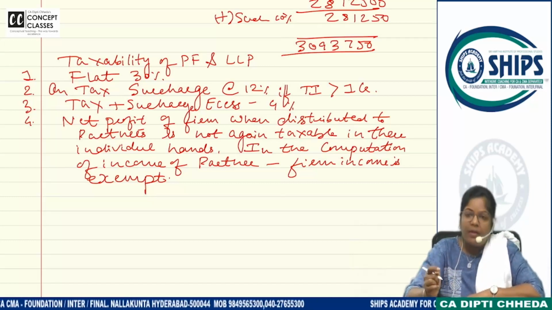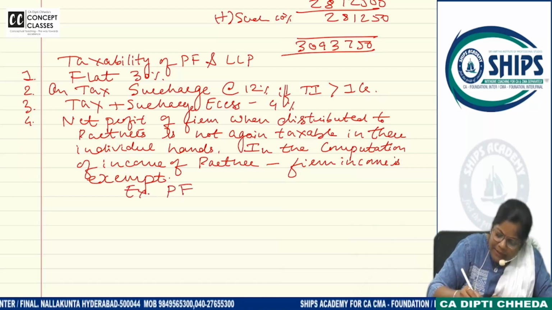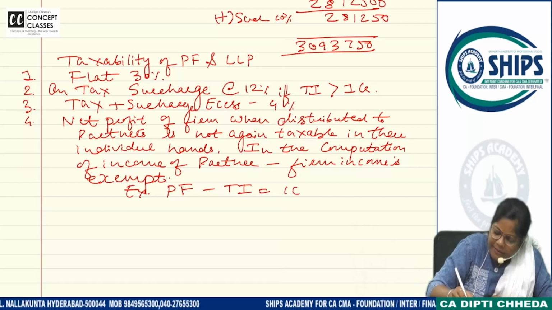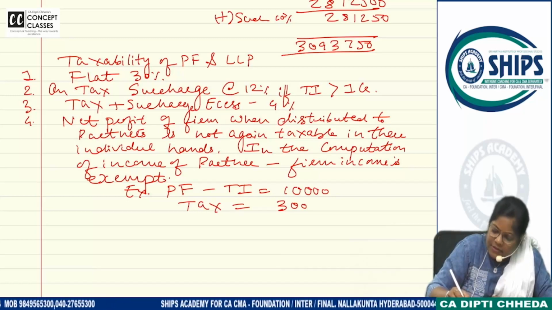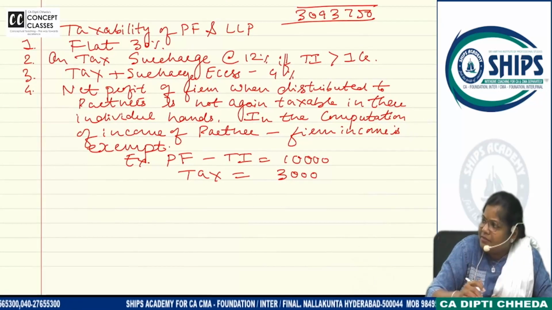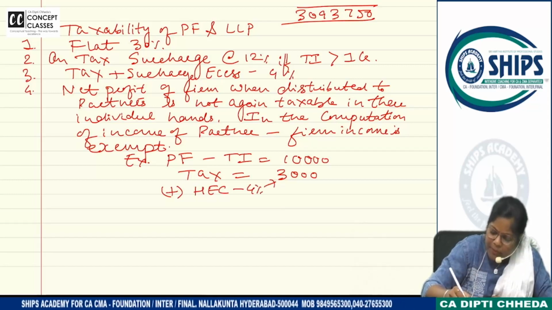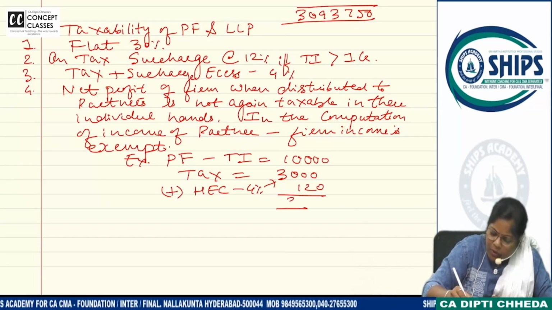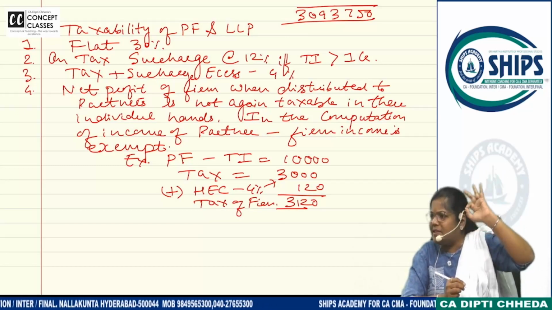Yes. Followed or not? Let us take an example that if a partnership firm's final total income is 10,000 rupees, what will be the tax? 30%. That is 3,000. Surcharge आएगा? नहीं आएगा. E-cess आएगा? Yes. HEC, higher secondary cess or E-cess 4%. 120. What will be the tax? This is tax of what? Firm should pay 30% tax.